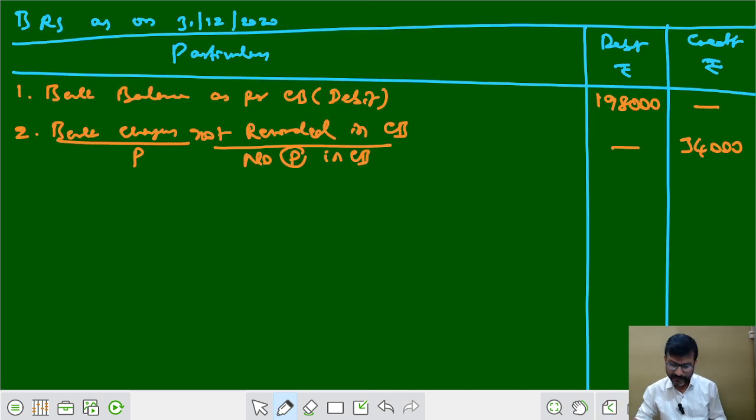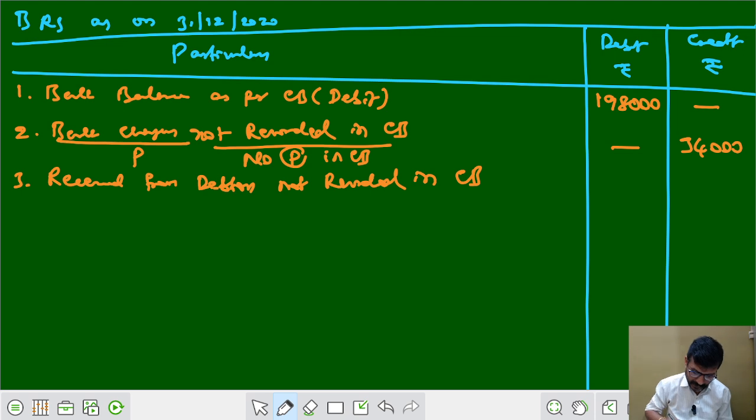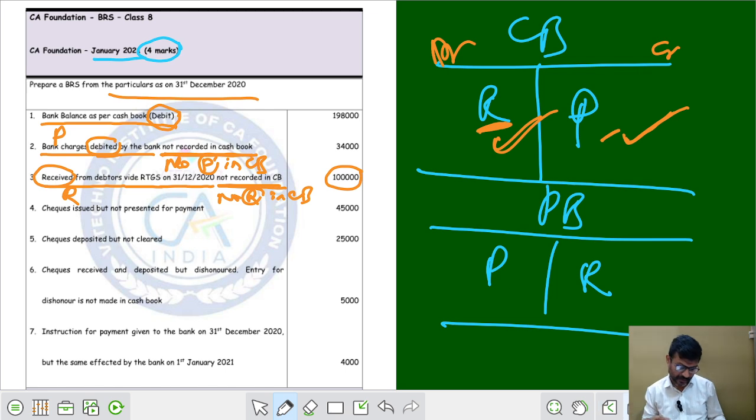Received from debtors, not recorded in cash book. Received means receipt, not recorded in cash book means no receipt in cash book, means no debit in cash book. We have to record it on the debit side, which is 1 lakh rupees. See the next concept.